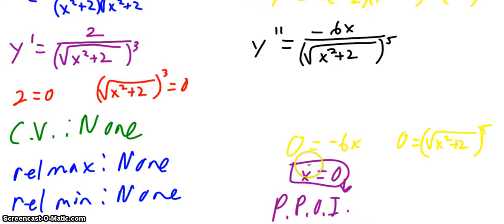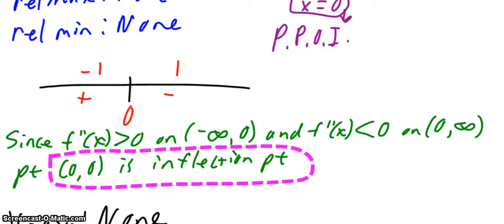Now for the possible points of inflection. I set the numerator of the second derivative equal to 0 and the denominator of the second derivative equal to 0. The numerator gives me x equals 0 as a possible point of inflection. The denominator, same thing with the denominator of the first derivative. This is not going to give me any real solutions. So my only possible point of inflection is at x equals 0.